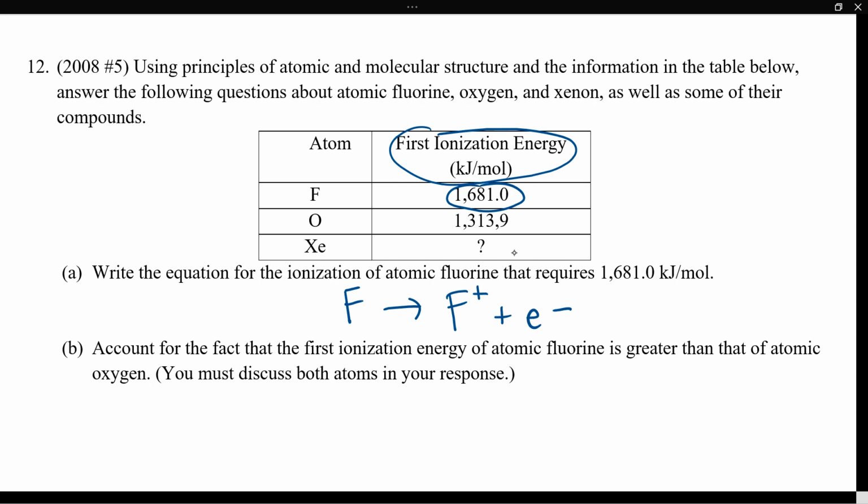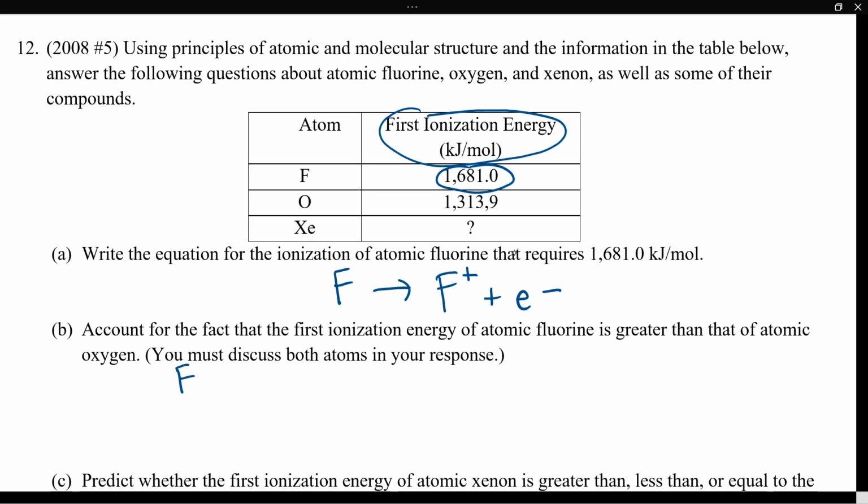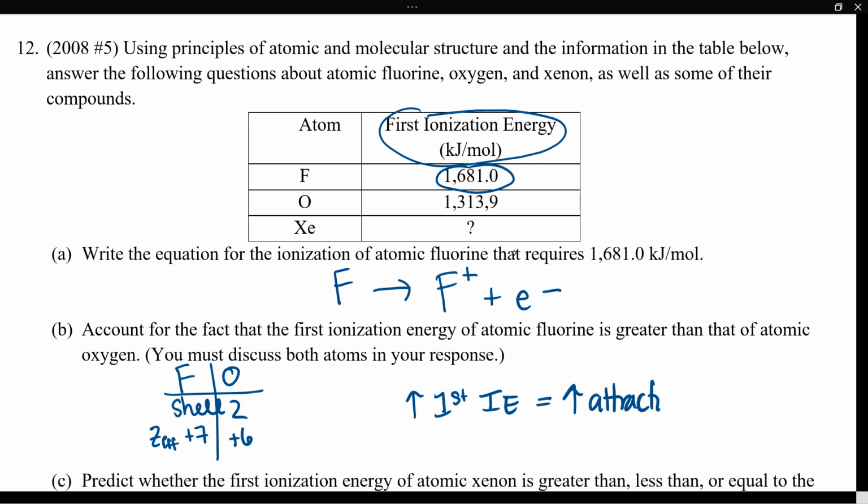Okay, and then I'm going to try and account for the fact that fluorine has a greater first ionization energy than oxygen. If you look at fluorine and oxygen, they're in the same row, so they both have their valence electrons in shell 2, but oxygen has an effective nuclear charge of +6, whereas fluorine's is +7. So you would want to mention how the electrons are both in the same valence shell, but fluorine's valence electrons are experiencing a greater effective nuclear charge. That's why it's got a greater first ionization energy, because the first ionization energy will increase as you increase the attraction to the nucleus.